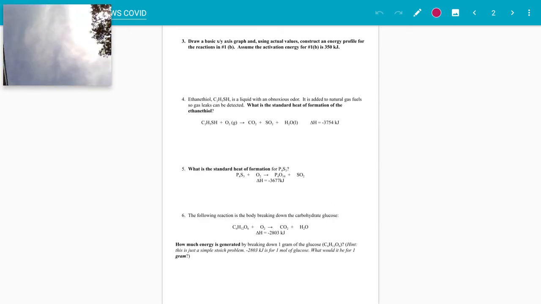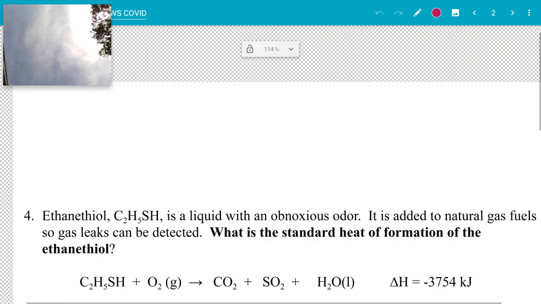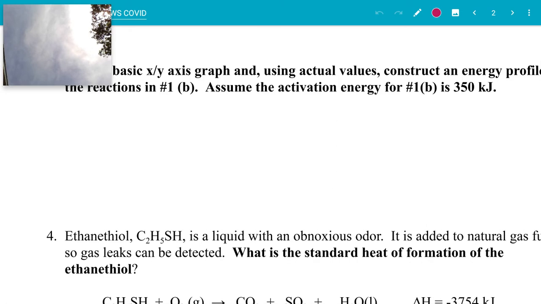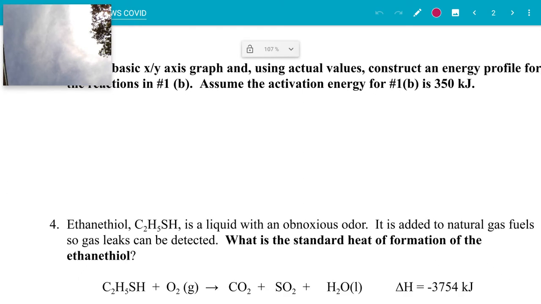So the next thing says draw a basic graph. I'm going to make this big so we can draw it well. So it says draw a basic XY graph and using actual values construct an energy profile for the reaction in 1B. Assume the activation energy for number 1B is 350 kilojoules. So if I draw my thing, we're going to have time on the bottom, and then energy is increasing.